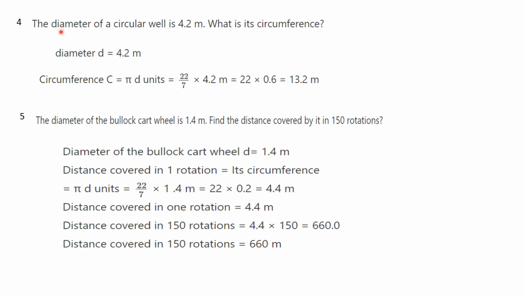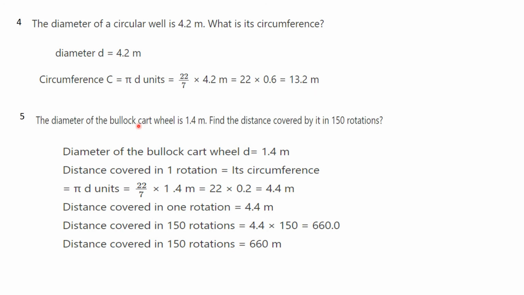Fourth one, the diameter of a circular wall is 4.2 meter. What is its circumference? Here diameter is 4.2. So C equal to pi d units. So 22 by 7 into 4.2. So 7 and 4.2 cancel, you get 0.6. So 22 into 0.6. First you multiply 22 into 6, you get 132. There is only one decimal point, one digit only. So 132, from right to left you put the point, that is 13.2 meter.